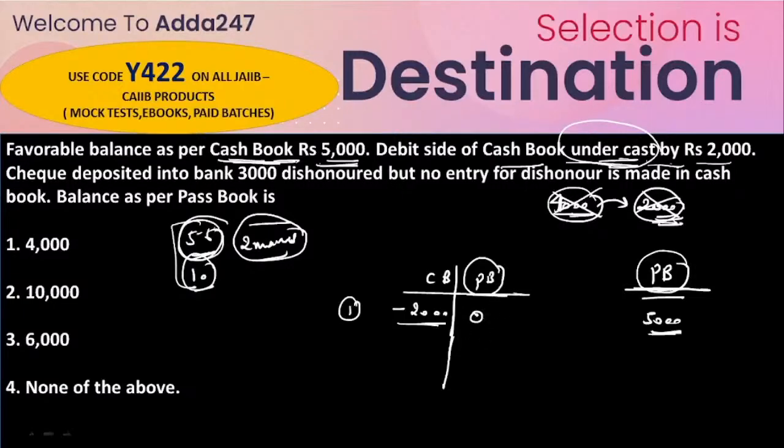That means the bank statement is reflecting the correct amount. But by mistake you undercast the amount, so this would be considered as minus 2000 rupees. I hope it is understandable.